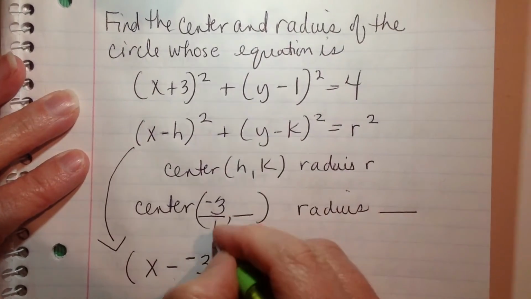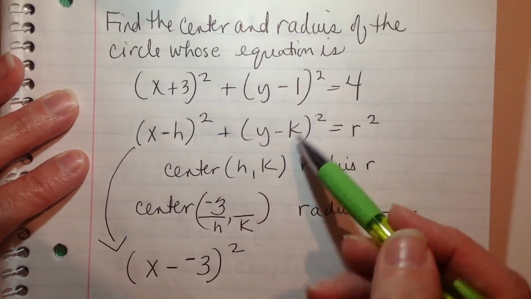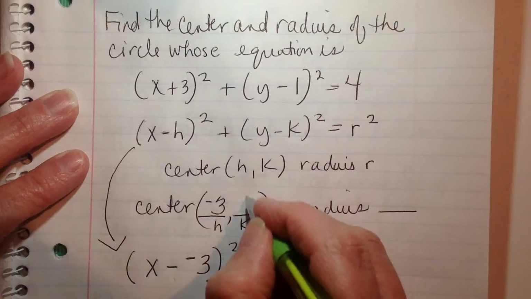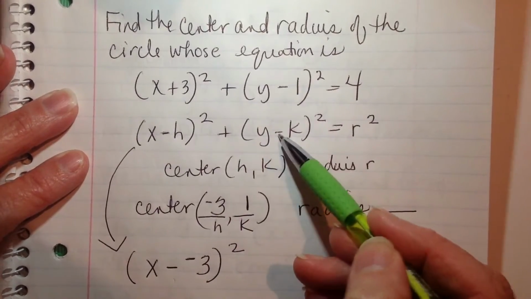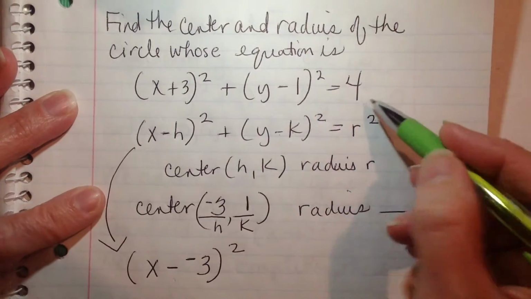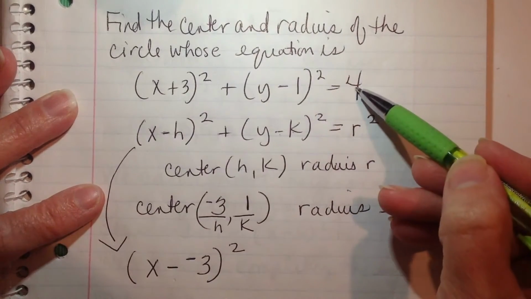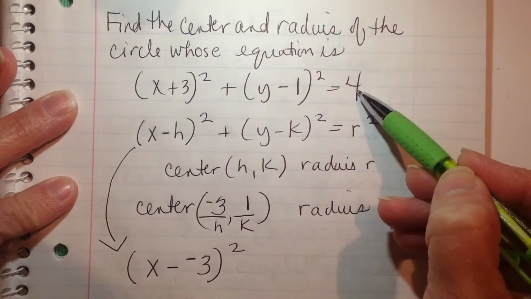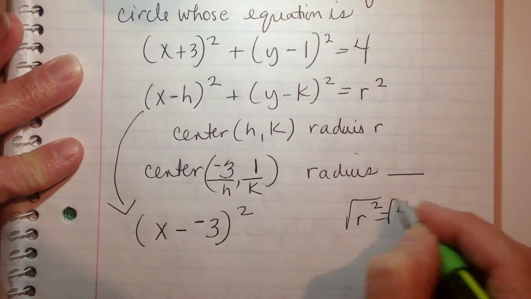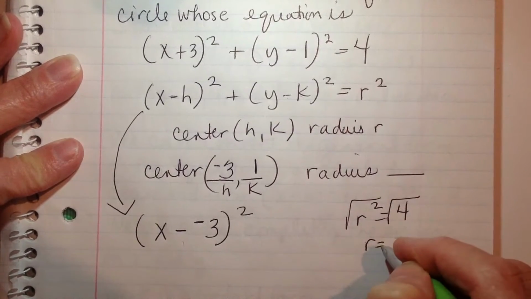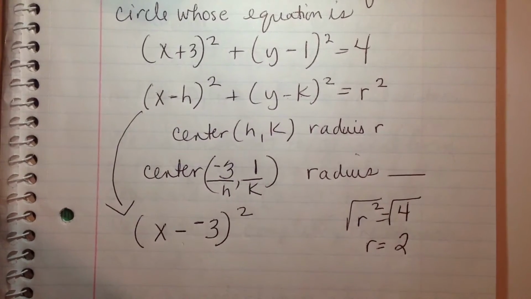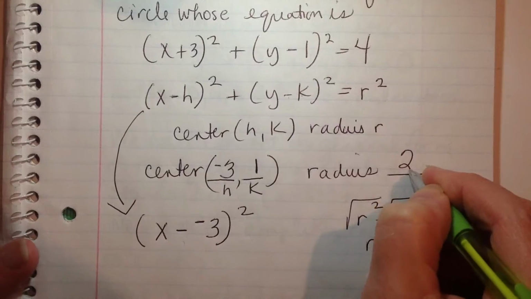Now, that is the h. What is the k? What k would I have had to plug in order to get minus 1? Well, it had to have been positive 1. I would have plugged in y minus 1 in order to get (y − 1)². Now, your formula has r squared, and our equation gave us r squared is 4. So we set r squared equal to 4 and take the square root of both sides. So r equals, normally we get plus or minus 2, but a radius can only be positive. So your radius is 2.